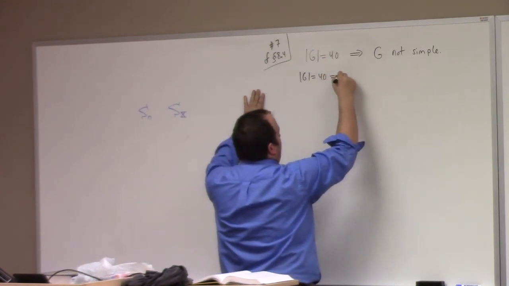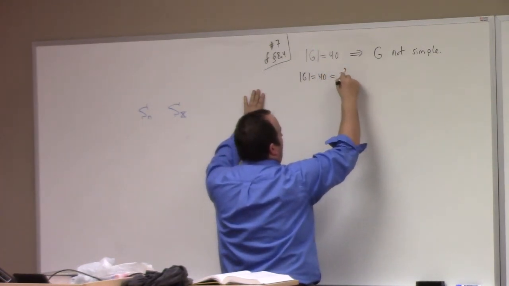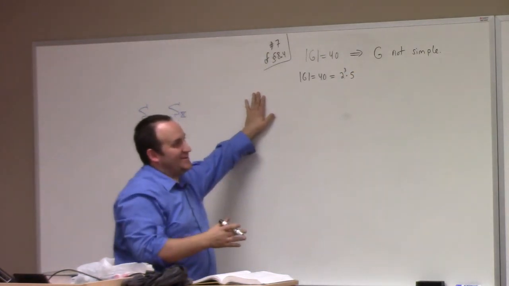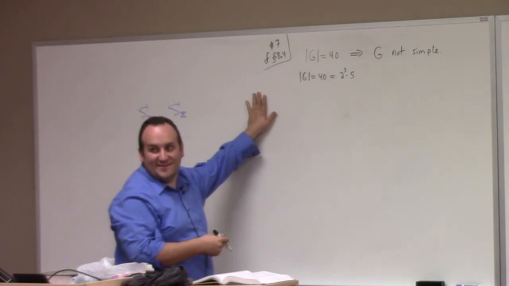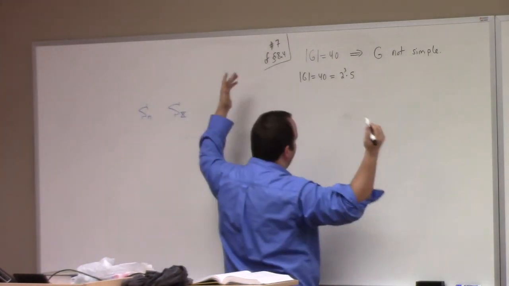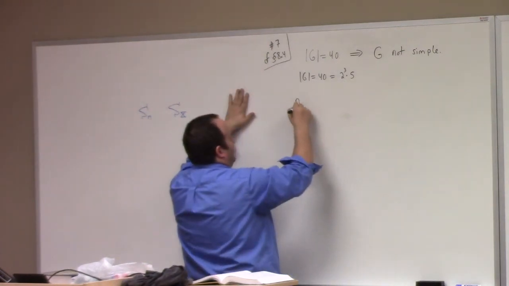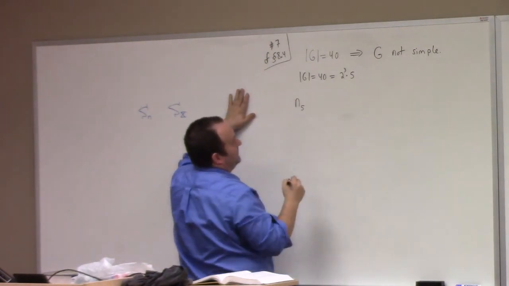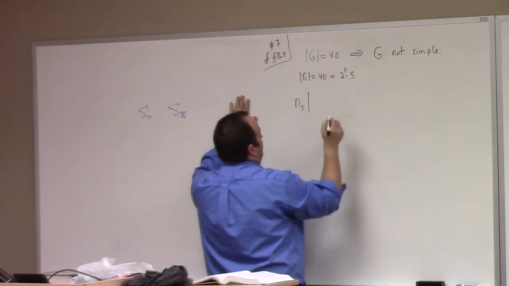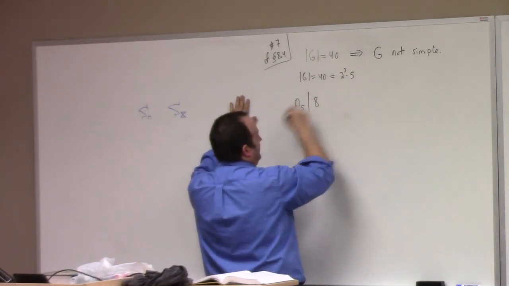Which is, what, 2 cubed? Oh, this is the same problem. I think this is literally example 7. Because we're like, oh, all right, so then the number of Sylow 5 subgroups must divide 8, I believe.